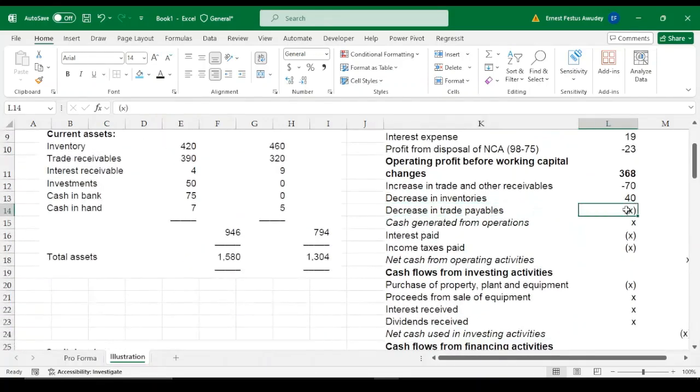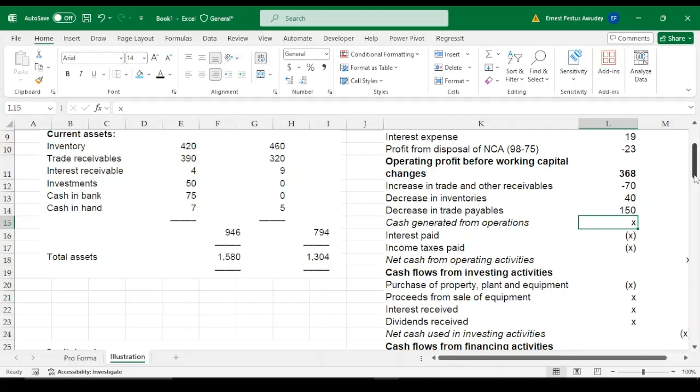So when we come here, at the end of the period it was 550. At the beginning, it was 400. So it is increasing our cash position because we are not using the cash to pay the debt we have owed our suppliers. So that is 150 and it's a positive figure.